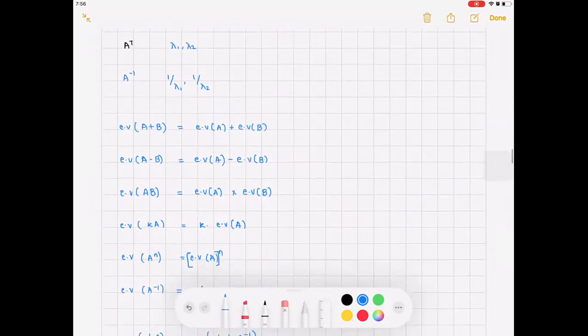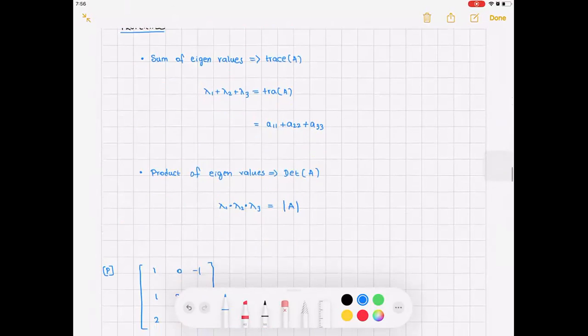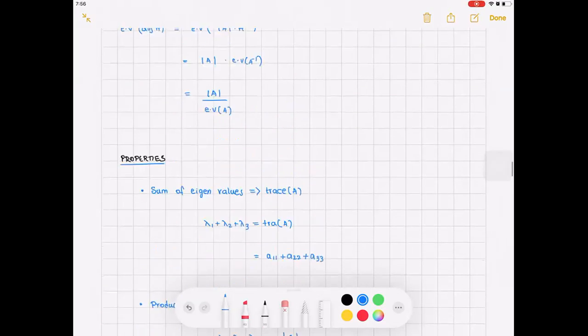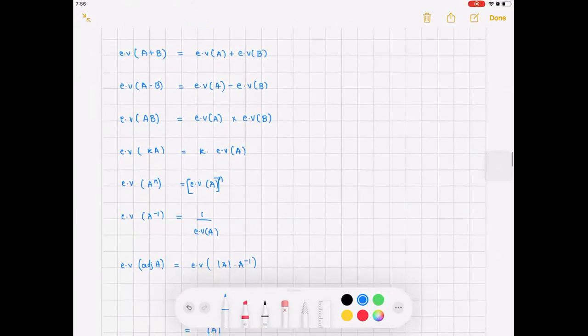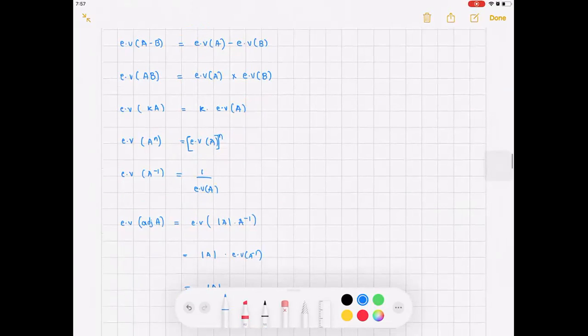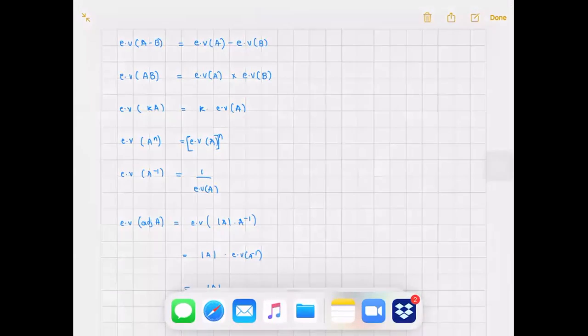Two very important properties: the sum of the eigenvalues is equal to the trace, and the product of the eigenvalues is equal to the determinant of the matrix. And there are other properties too. If you know these concepts, then you are good enough to solve any problem. And then the Cayley-Hamilton theorem, and that's it. So I now open the session to students. If you have any doubts, you can just ask me.